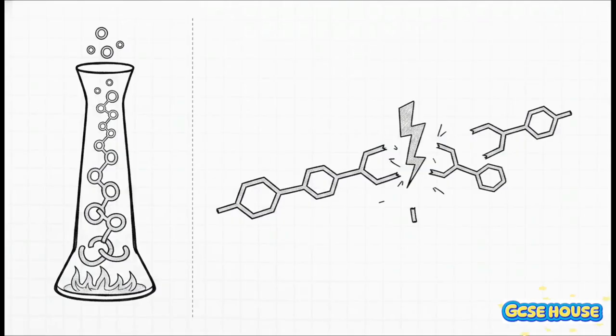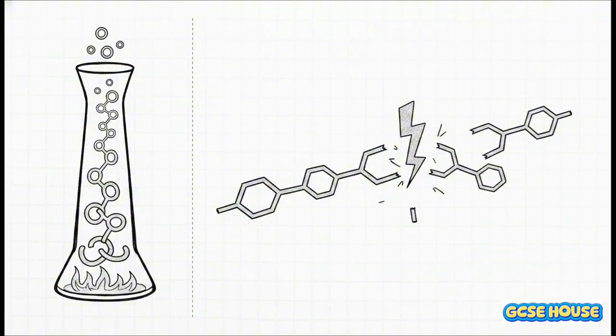Think about it. Crude oil is a totally useless mixture until we separate it out using fractional distillation. This sorts the hydrocarbons by their boiling points. The longest alkanes have the absolute strongest intermolecular forces, meaning they condense right at the hot bottom of the column.